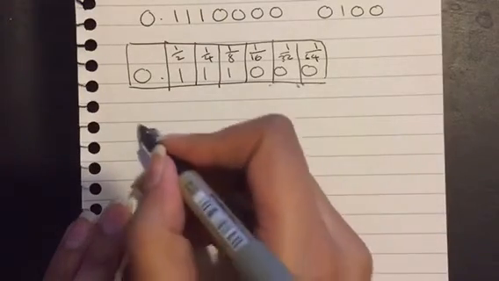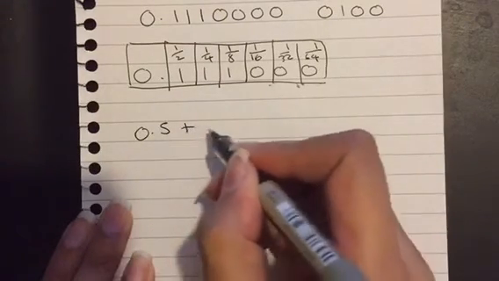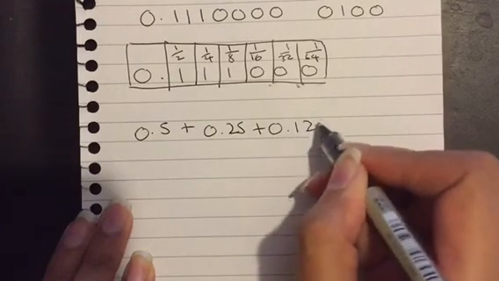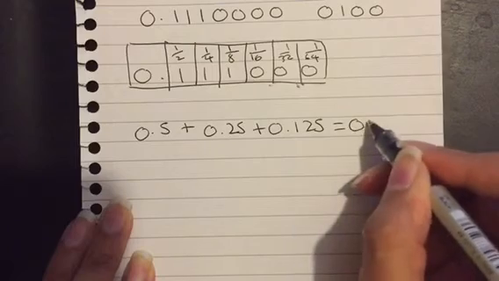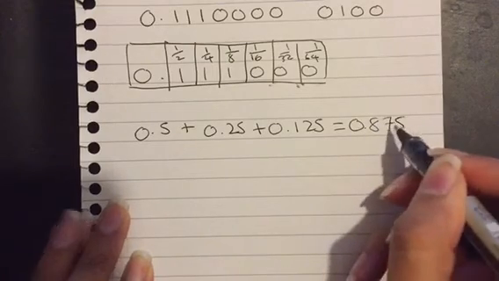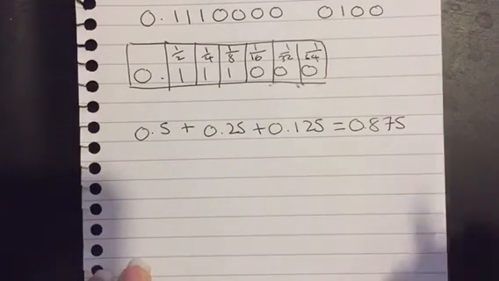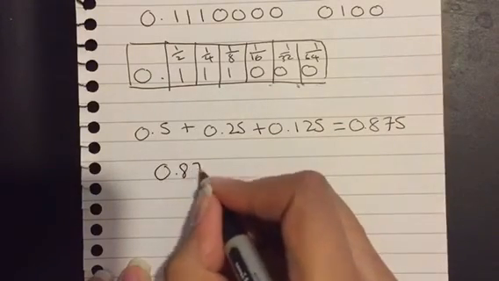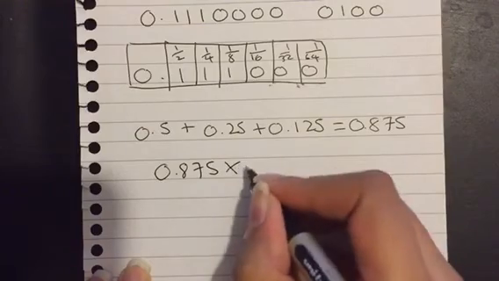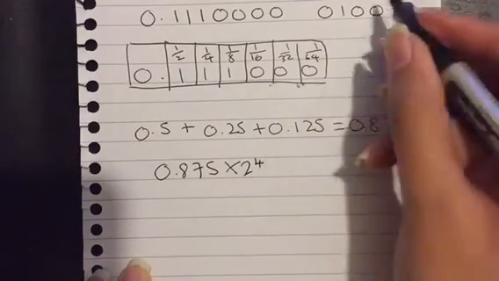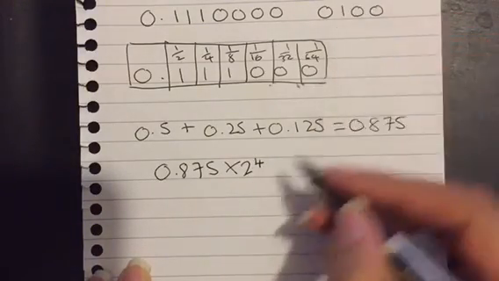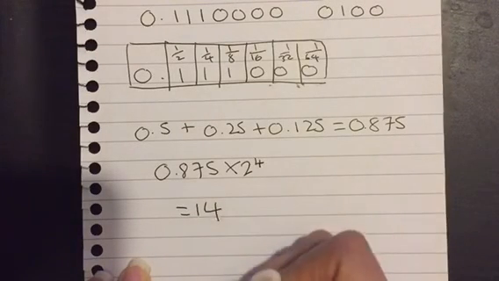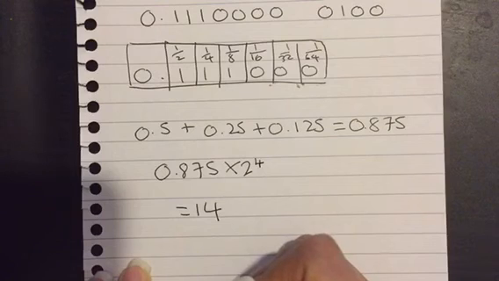Okay, so we've got 0.5 plus 0.25 plus 0.125, which gives us 0.875. Now in this exam question, you'll be given 3 marks, so they want to see the 3 steps. So we've got 0.875 times 2 to the power of 4, because remember our exponent was 4, which gives us 14. And I'll let you check that on your calculator to make sure that it's right.